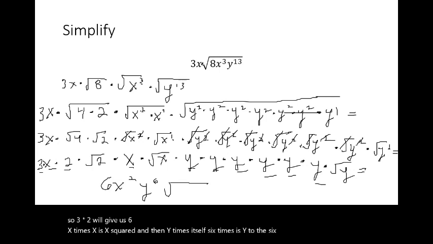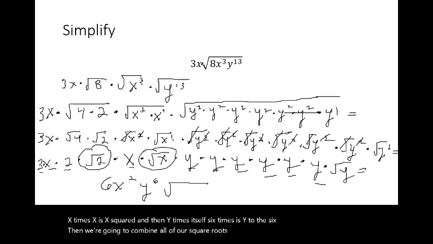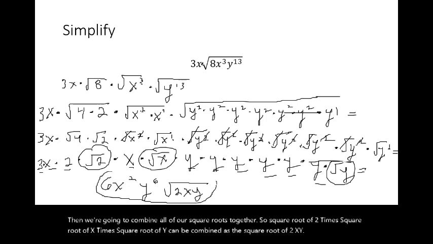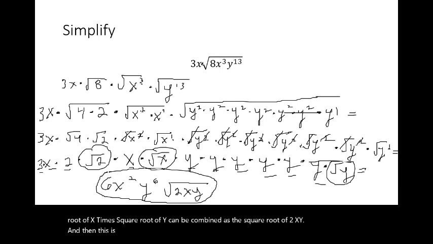Then we're going to combine all of our square roots together. So square root of 2 times square root of x times square root of y can be combined as the square root of 2xy. And then this is going to be our final answer.